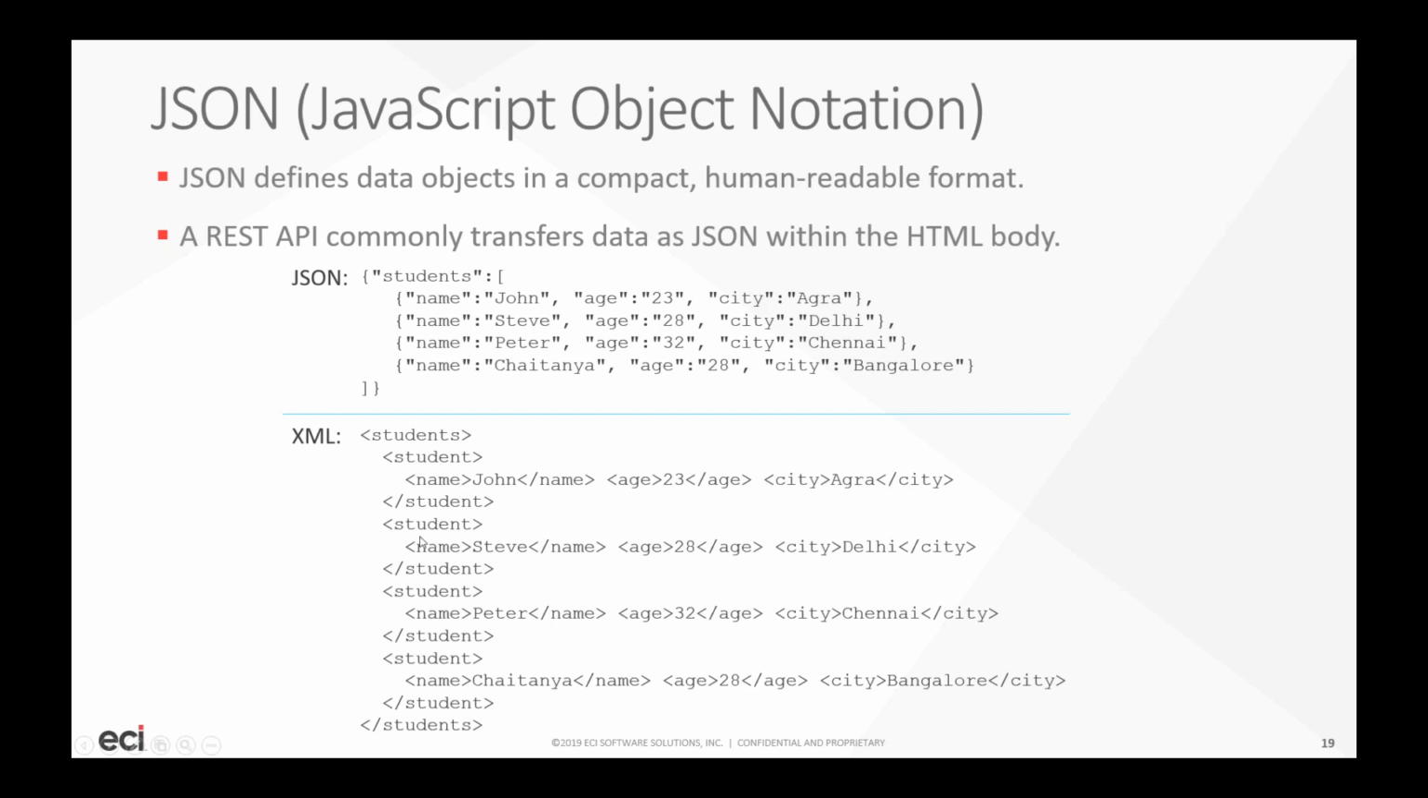And we can see that same information in XML. XML has been around longer than JSON has. JSON is slowly taking over XML for most programmers. But if you see that same list of students in XML, it would look as you see here. So again, it simply represents an object.